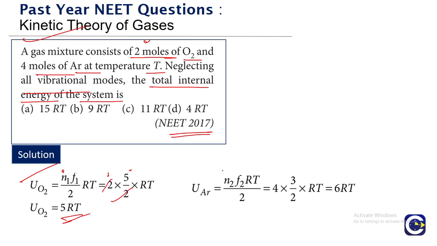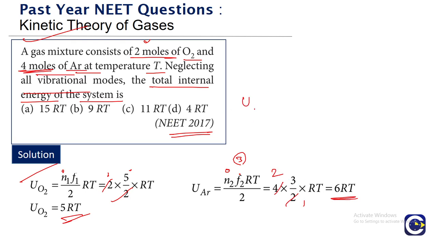What about the argon case? The number of moles here is N2 into F by 2 RT. So here F is what? 3, right? The number of moles is 4, so 4 moles of argon is there. So 2 ones are 2, twos are 6. So totally what is it? 6 RT. They're asking what is the total energy of the system, right?